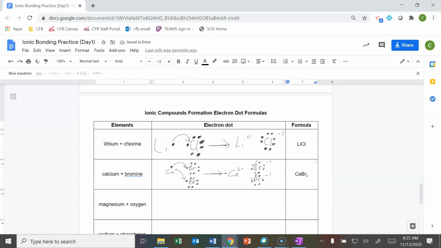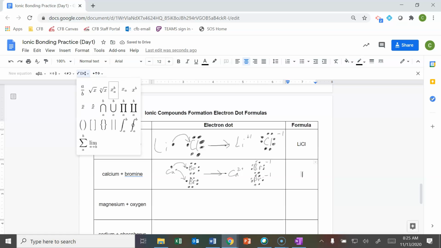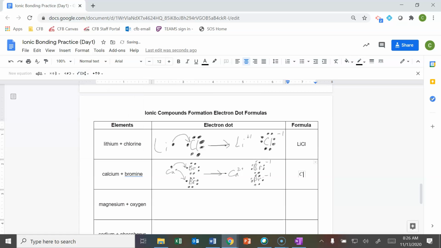Just in case you can't get that to work, let me show you how to do this with the equation tool. Click on New Equation, and then right here you've got the subscript. So I would put CaBr, and then push the over button, and then 2.